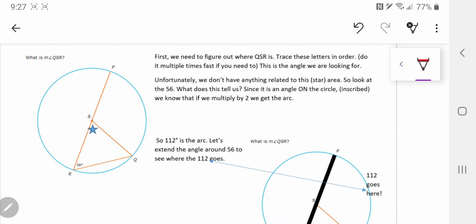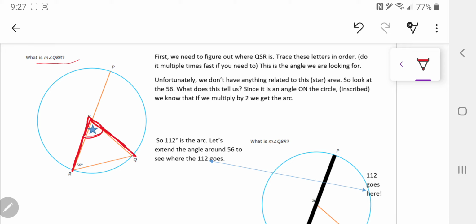Okay, so here's a trickier one. The tricky part to me is always figuring out what part they want you to know. So here it says, what is the measure of angle QSR? QSR, if you follow along, is asking for that. That's why I put a star there. So that's the angle that we're looking for.